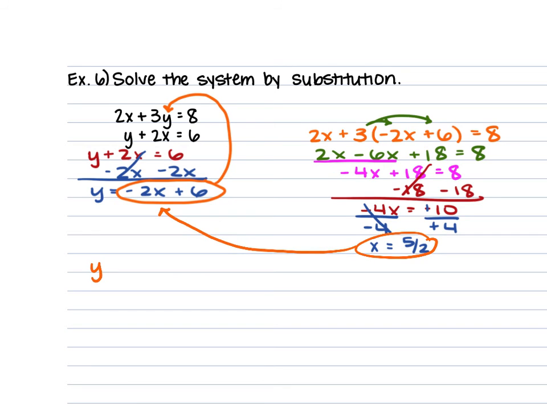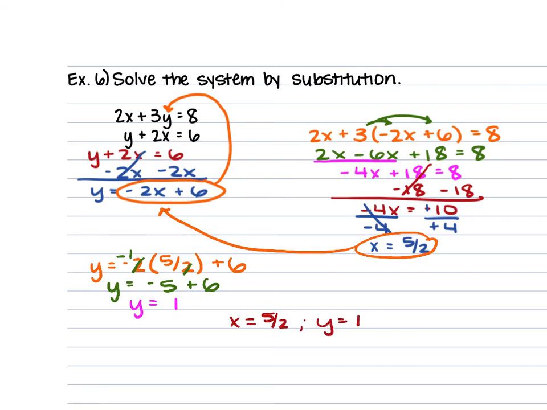So if I did that, I would have y is equal to negative 2 times 5 over 2 plus 6. The negative 2 times the 5 over 2 is going to be a negative 1 times 5, which is just negative 5 plus 6, which gives us y is equal to 1. So if x is 5 over 2 and y is equal to 1, our solution is 5 over 2, comma 1.